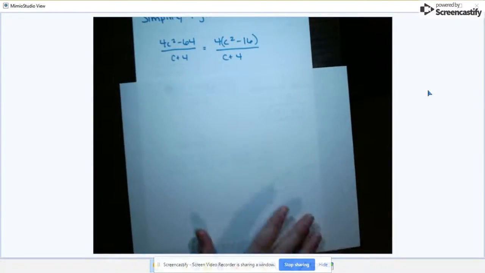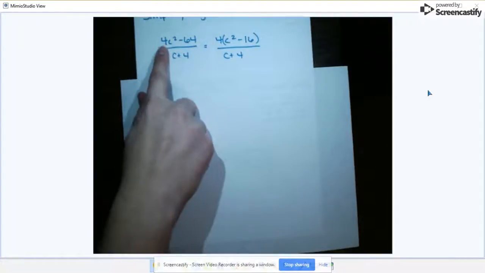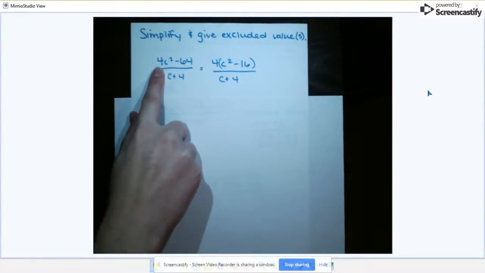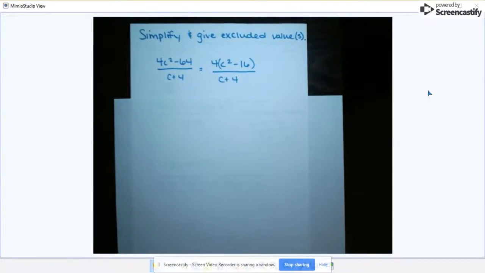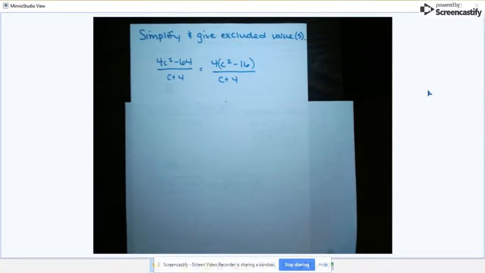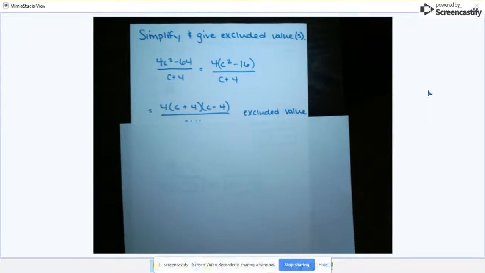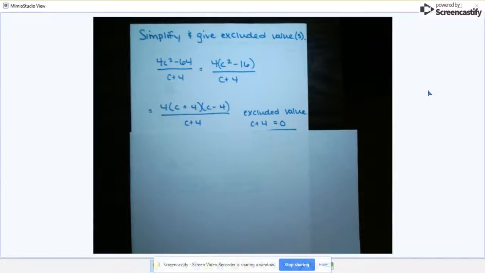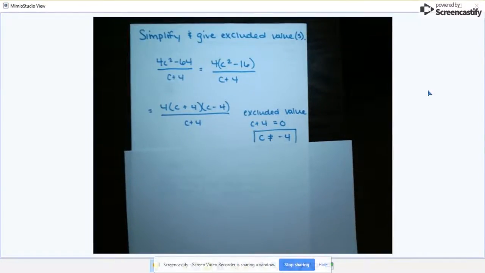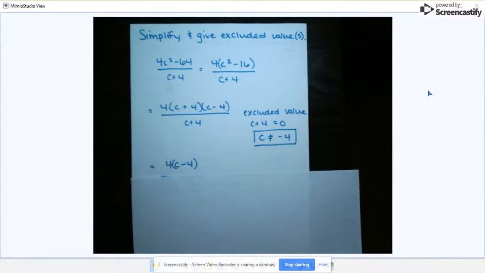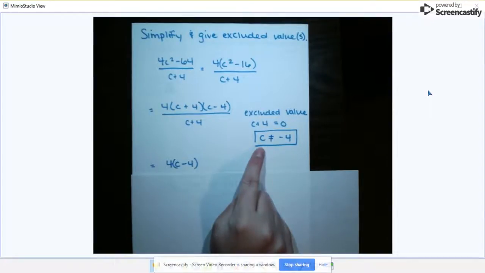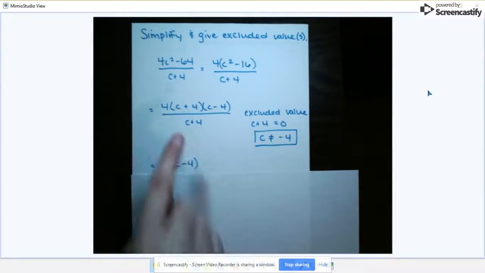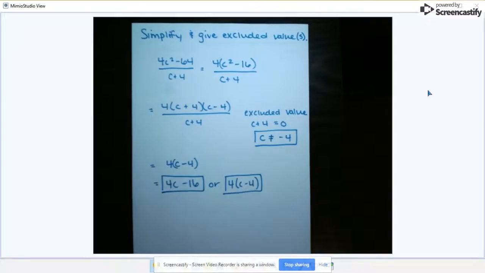Simplify and give your excluded values. You can factor a 4 out on the top, leaving you with a c squared minus 16, which is a difference of 2 squares, so it factors to be this. c plus 4 on the denominator. Your c plus 4's cancel, leaving you with a 4, and then c minus 4 in parentheses. Your excluded value would be -4. Okay, c cannot be -4. That would make your denominator 0.